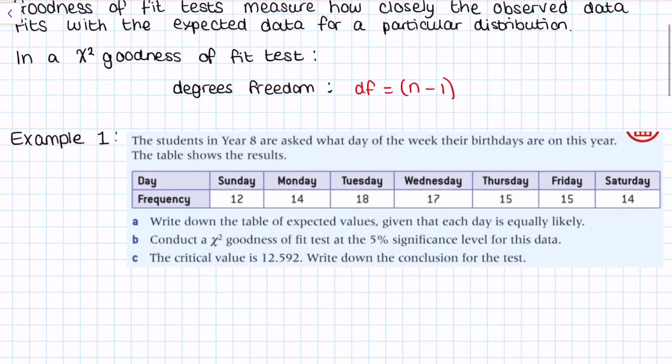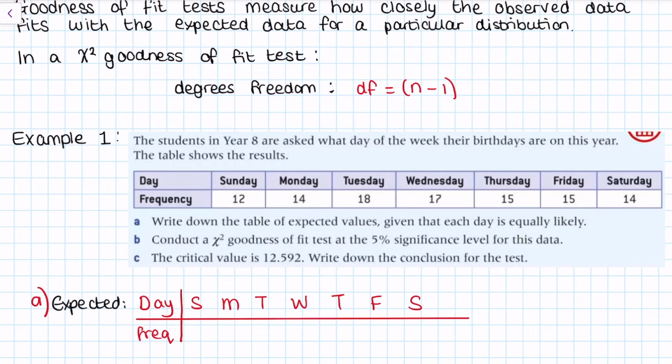So when you're doing a chi-squared goodness of fit test, you need observed results and you need expected results. For the expected, we need to work out how many students we have in total, which means adding up all the values of the current frequencies, and then dividing by how many days we have, which is 7. When we do that, you'll find the expected frequency for each day would be 15. So there's 105 in total, divided by 7, which means we would expect there to be 15 each day, considering that each day is equally likely.